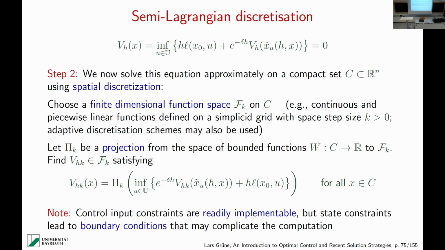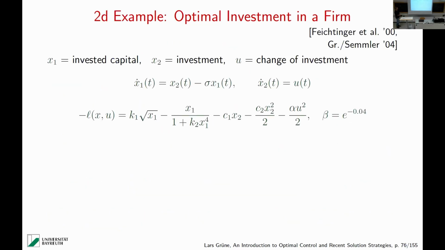Yeah, a quick word on constraints. Control input constraints are really easy to implement. You just put them here, right, when computing this infimum. State constraints may be much more complicated. They lead to boundary conditions that may really complicate the computation. It really depends on how they are defined. That's not so easy. This is why state constraints are often put in this soft form, right? Putting them into the cost function rather than really implementing them as boundary conditions.